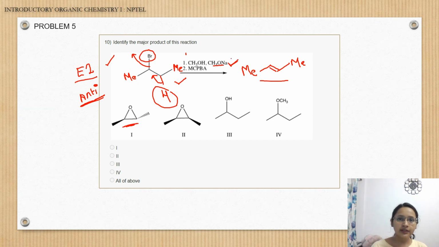Then if it is clear, coming to step number 2, they have added MCPBA in the reaction. What do you mean by MCPBA? It is metachloroperbenzoic acid. So now you have added metachloroperbenzoic acid. When you have this alkene in hand, you have added what? MCPBA.